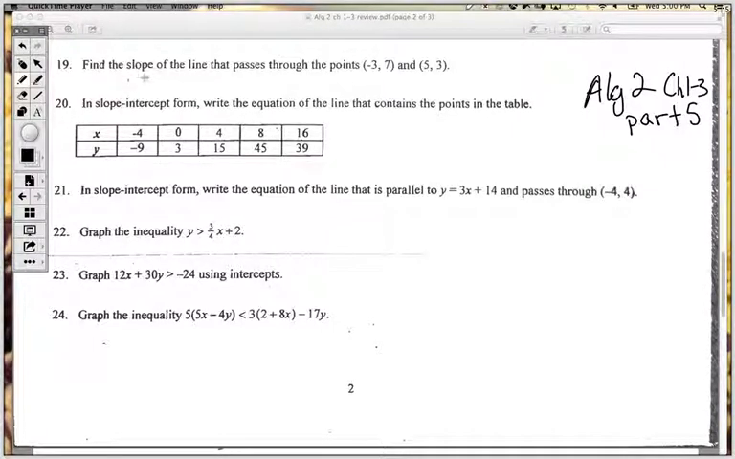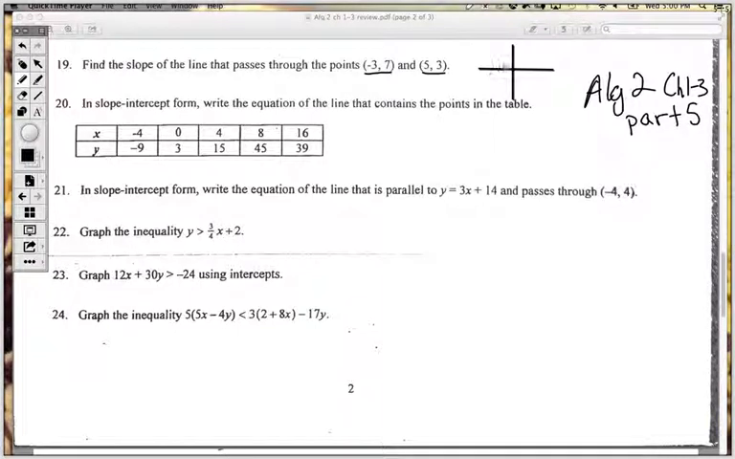So it says find the slope of the line that passes through the points -3, 7, and 5, 3. Okay, the slope of the line passes through these points. How do we do that? Okay, I would actually sketch kind of a picture just so I can see what's happening. There is a formula for this, but I want a visual just to help myself with it.